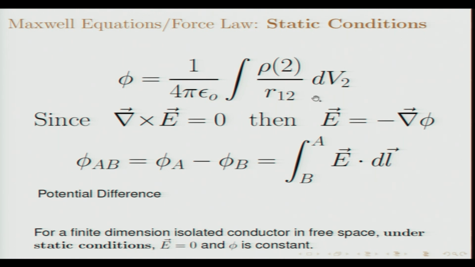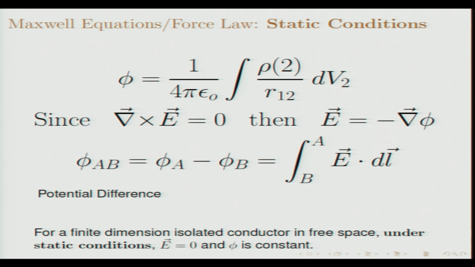The volume integral is actually evaluated in the region where the charge exists, and this potential, if you take the gradient of it and multiply it by a negative sign, then you will get the electrical field. The fact that you can express the electrical field as the gradient of a scalar quantity is possible only because the curl of E is equal to 0. This is an interesting aspect of vector calculus: if the curl of a vector is 0, it can be expressed as the gradient of a potential.